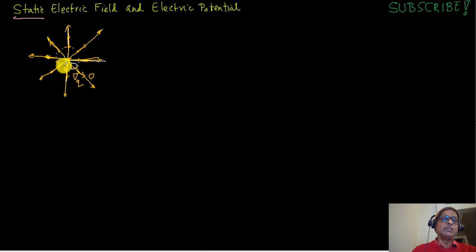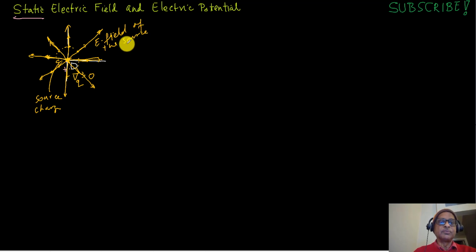We call this charge the source charge, and these are the electric fields, the E field of the source charge Q that's located at O. We don't say the entire thing, but that's understood. So it is always a source charge.